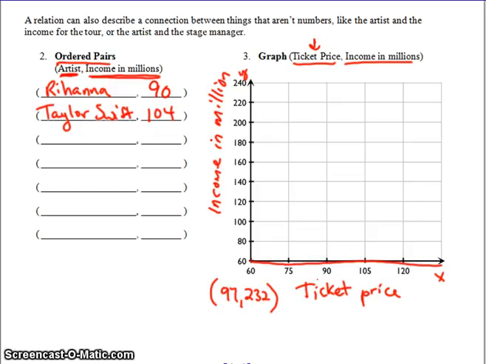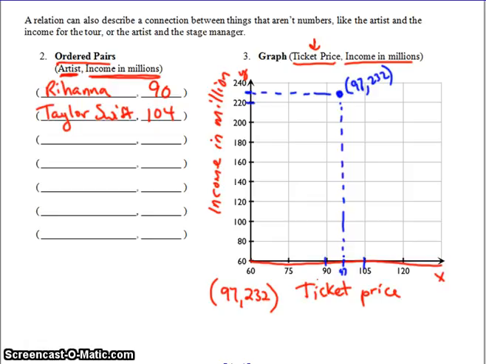So we go to 97 on our x-axis, our ticket price axis here. 90's here, and 105's here, so 97 is about halfway. Okay, 97 is about right there. Then we want to go up to 232. 220's here, 240's here, so it's kind of in between, more on the 240 side. We're going to plot a point right here, which represents a 97 ticket price to $232 million.